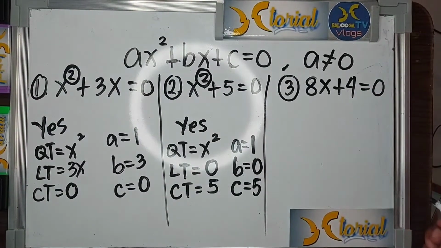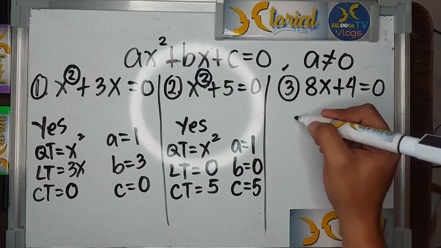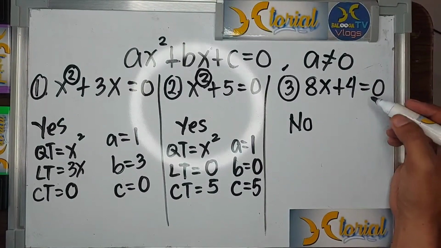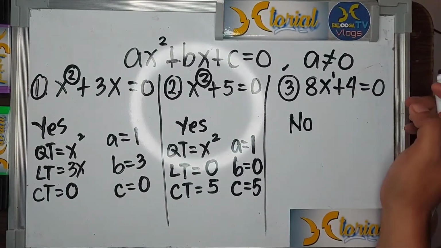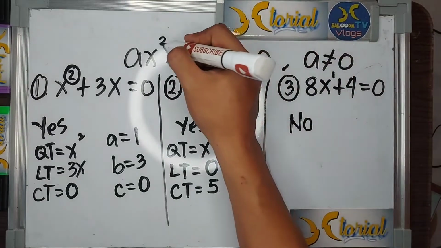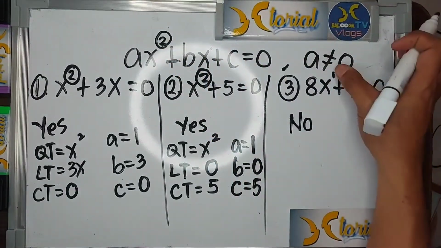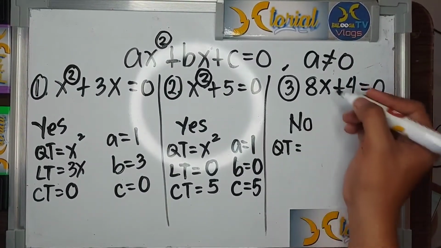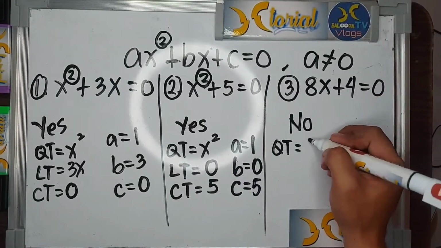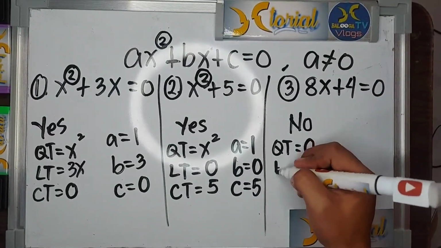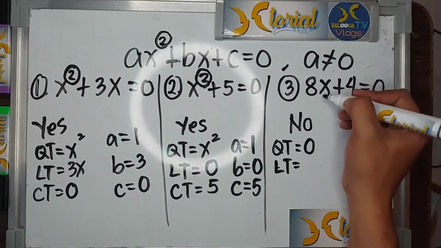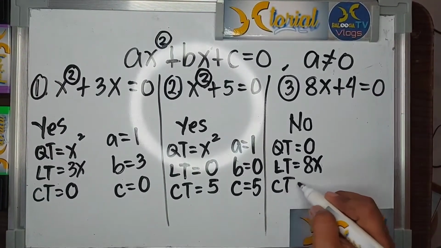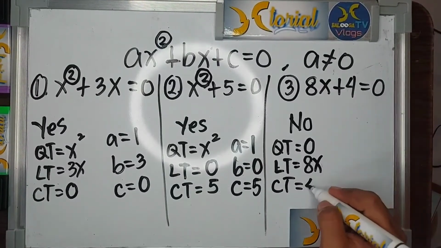Is it a quadratic equation or hindi? The answer is no. Kasi wala naman tayong nakitang squared. Ang pinakamataas na exponent natin dito ay 1. Ang sabi natin, dapat ang pinakamataas na exponent ay 2. Okay. So ano yung quadratic term natin? Wala. Kasi wala naman yung merong squared. So ibig sabihin, ito ay 0. Ang linear term natin ay 8x.